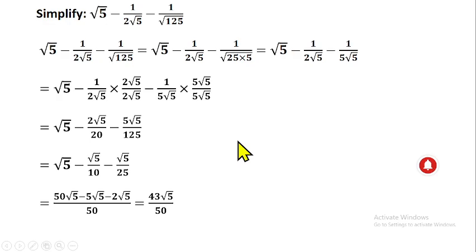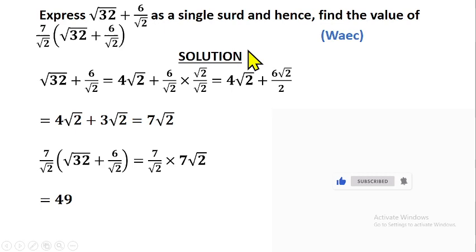Let's look at this WAEC past question. It's a WAEC past question. If you check your past questions, you will see it there. You are to express root 32 plus 6 over root 2 as a single surd, and hence find the value of 7 over root 2 into the bracket root 32 plus 6 over root 2. It's a very simple question.